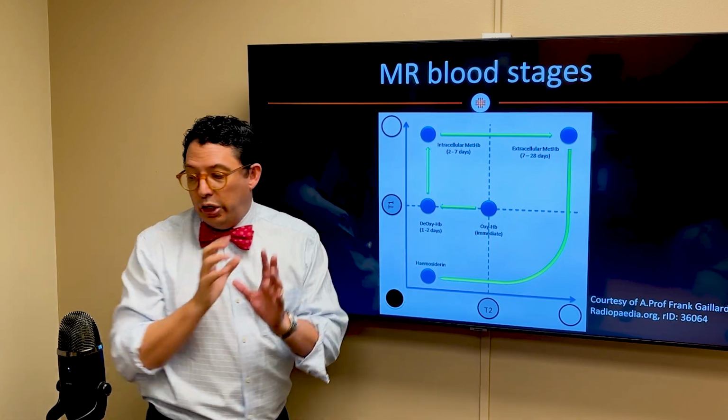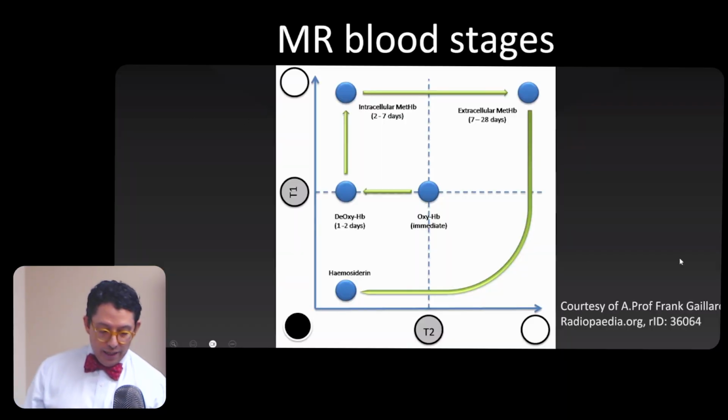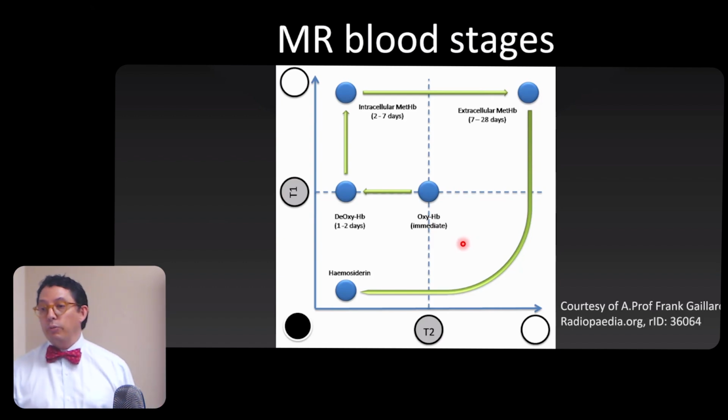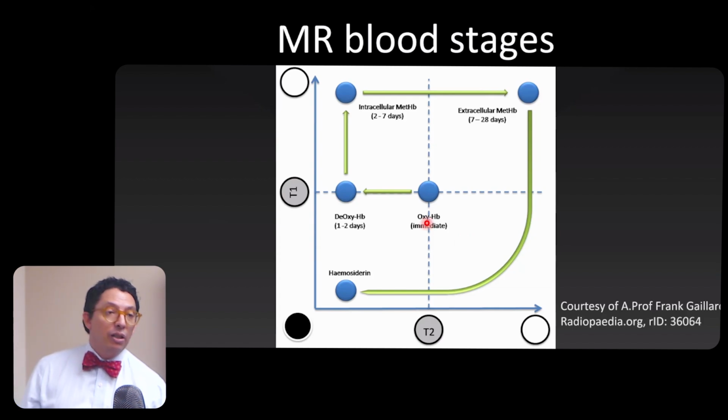So when a patient just has an acute bleed, the first thing that will happen is that the blood is going to be isointense on both T1 and T2. And that's because it has oxygenated hemoglobin. So you will not be able to differentiate blood from CSF, say. It's going to be super tough to see the blood because it's isointense to everything.